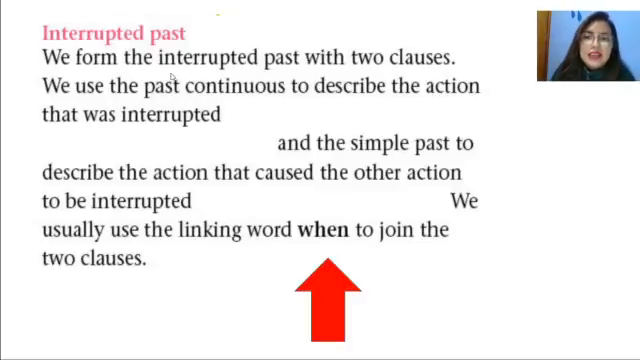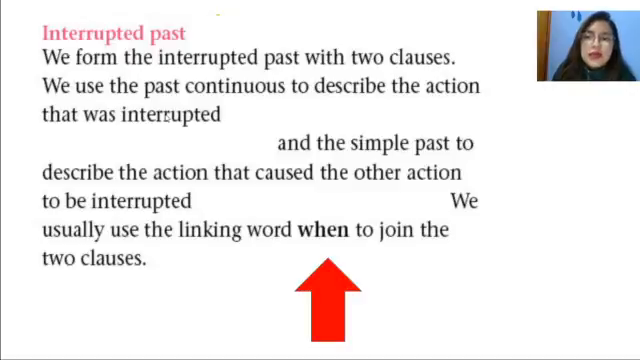We form the interrupted past with two clauses. We use the past continuous to describe the action that was interrupted. Nosotros utilizamos el pasado continuo. Recuerda el pasado continuo primero. Ocupamos was o were according to the subject, de acuerdo al sujeto. Y continuous. ¿Cómo sabemos que una oración está en continuous o progressive? Porque el verbo tiene ing, ¿ok?